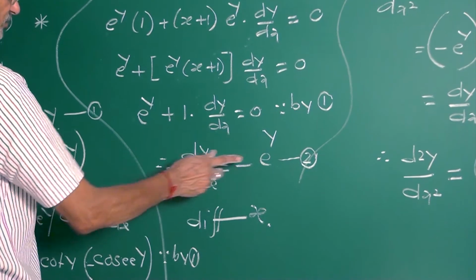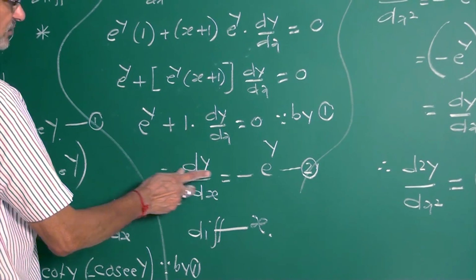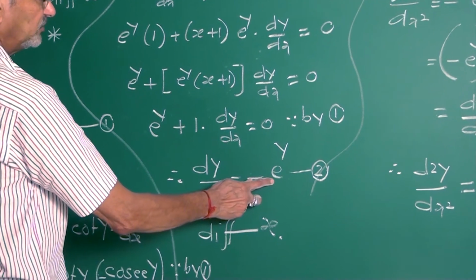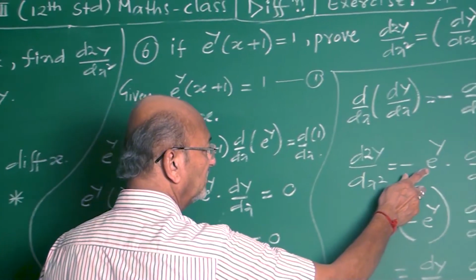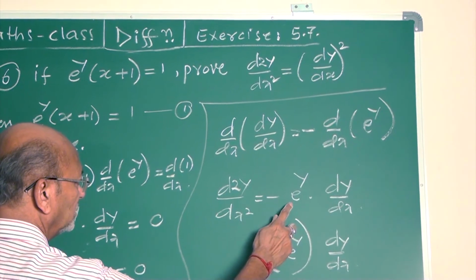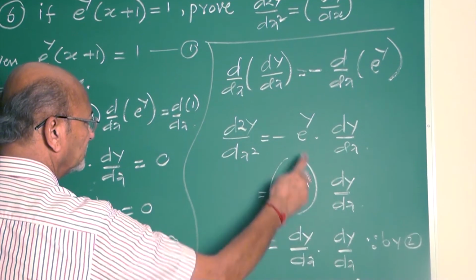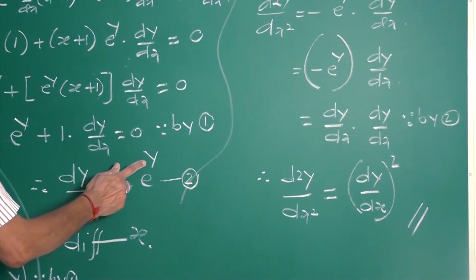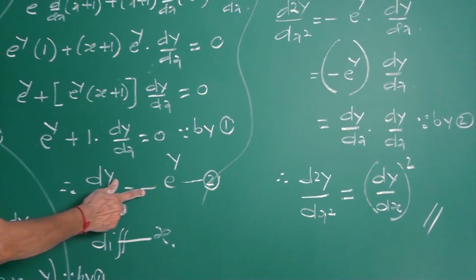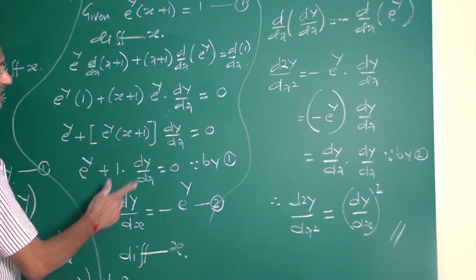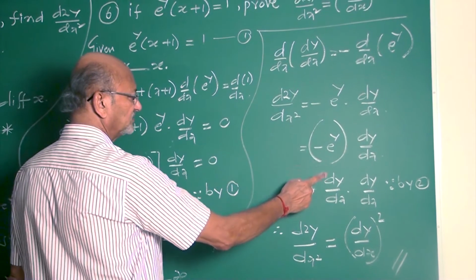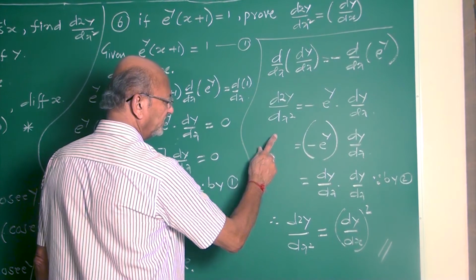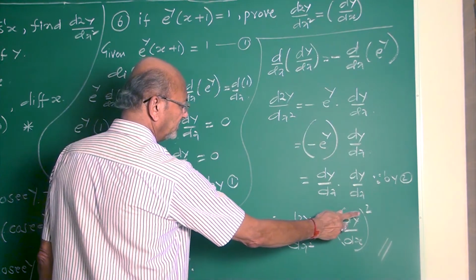Differentiate this with respect to x. The derivative of this is the second derivative. Again minus into e to the power y, with respect to x means first with respect to y, then y with respect to x. So minus e to the power y into dy by dx. This I have kept in the bracket. Again by equation 2, my friends, minus e to the power y is dy by dx. Substitute. This is nothing but dy by dx, same square. So d2y by dx2 equals dy by dx the whole square.